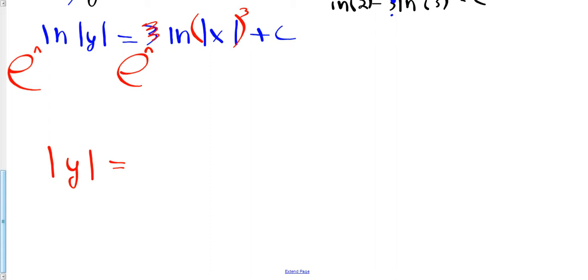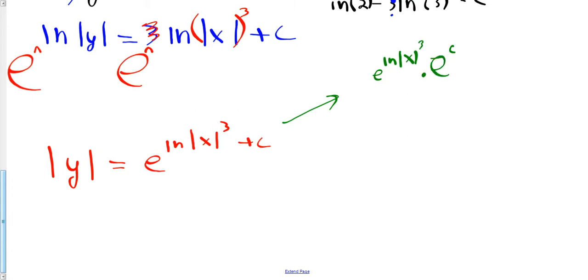So now what you have is, what do you have? You have e to the ln of the absolute value of x cubed, plus c, which equals, by the way, e to the ln of x cubed times e to the c. Because it's like addition of exponents, just that rule reversed. And e to the c is just a constant.